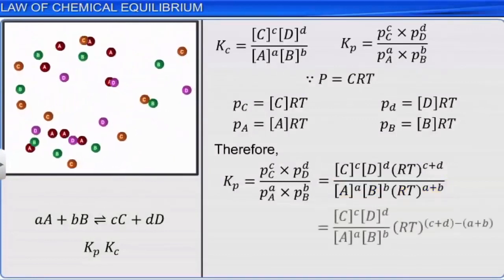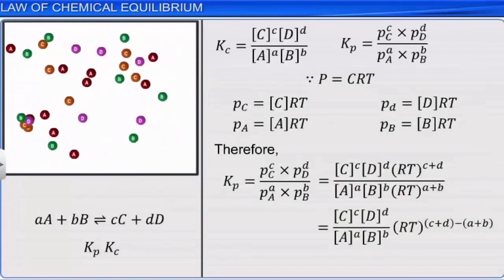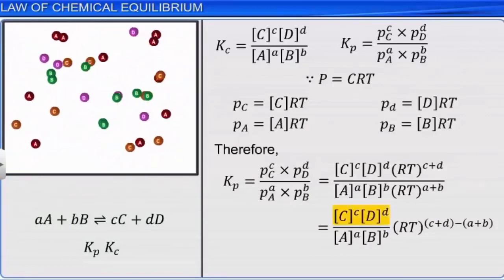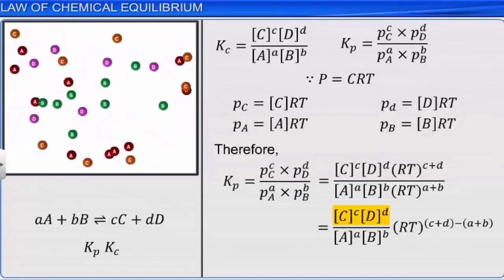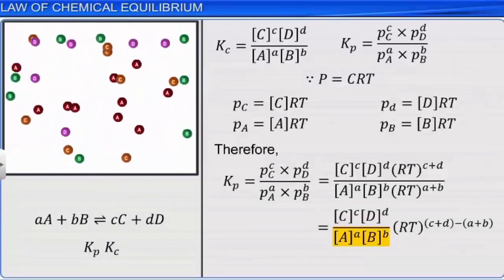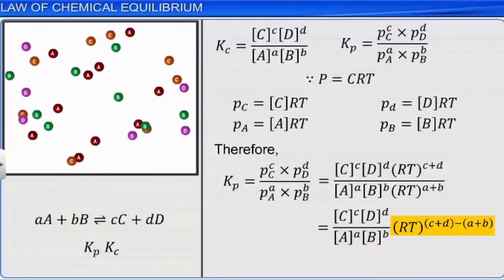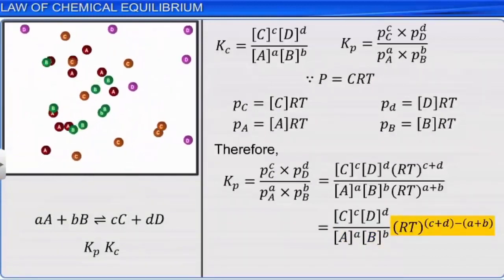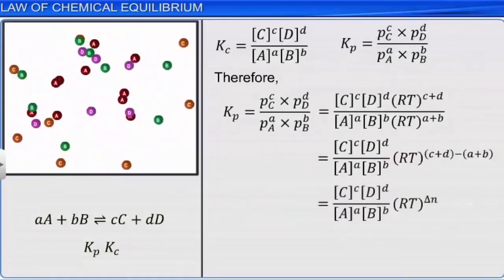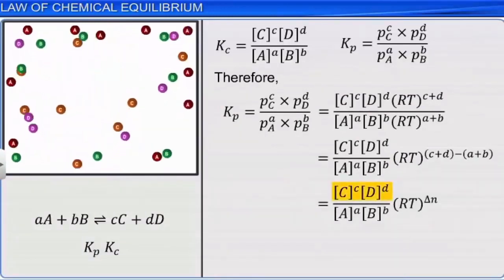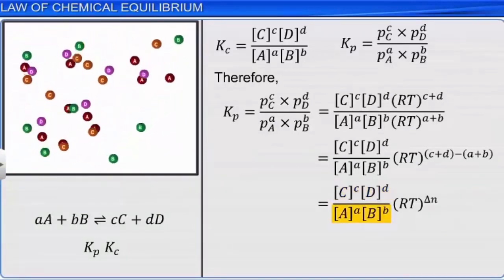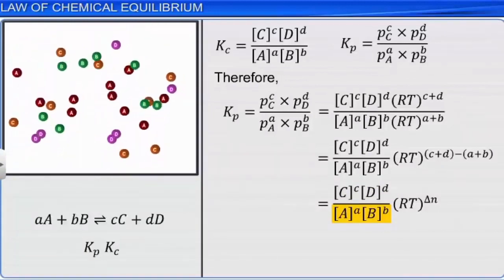This can be written as the product of the concentration of the products C raised to the power of c and D raised to the power of d, divided by the product of the concentration of A raised to the power of a and B raised to the power of b, multiplied by the product of R and T raised to the power of the sum of c and d minus the sum of a and b. This becomes equal to the concentration of C raised to the power of c and the concentration of D raised to the power of d divided by the concentration of A raised to the power of a and the concentration of B raised to the power of b, multiplied by the product of R and T raised to the power of delta n.